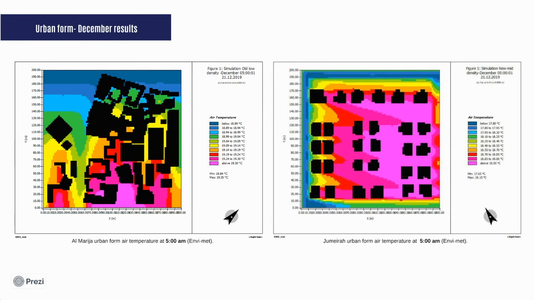Simulation results of Al-Marija area at 5 a.m., as illustrated, recorded the highest air temperature, while Jumeirah area recorded the lowest air temperature.